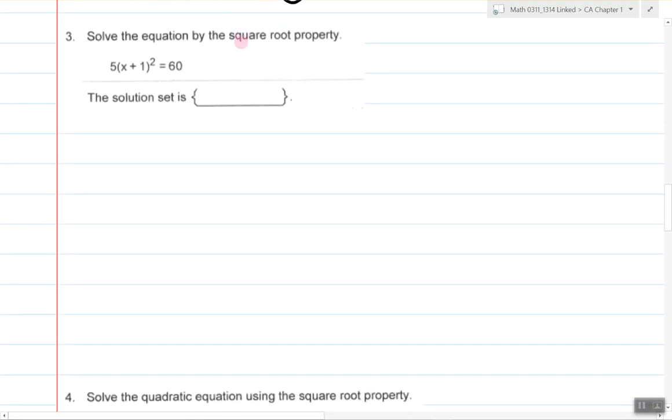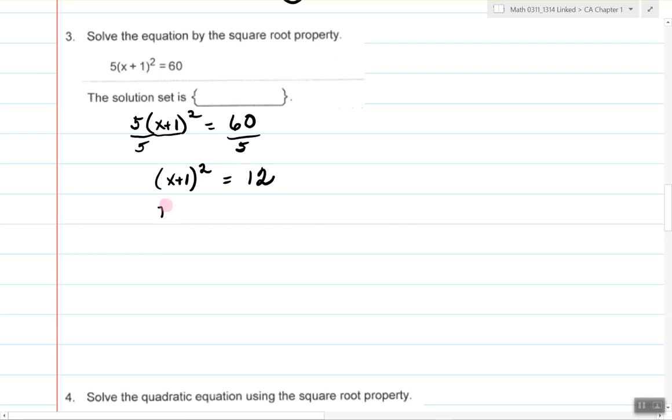It says to use the square root property. Something squared equals a constant, but this 5 does not need to be over on the squared side. So I will need to isolate. So I have 5 parentheses x plus 1 quantity squared equals 60. Divide by 5, divide by 5, and I have x plus 1 quantity squared is equal to 12. So now I do have something squared equals a constant.